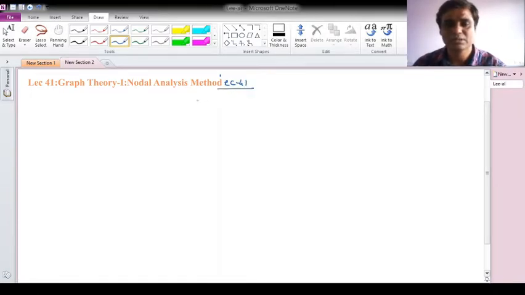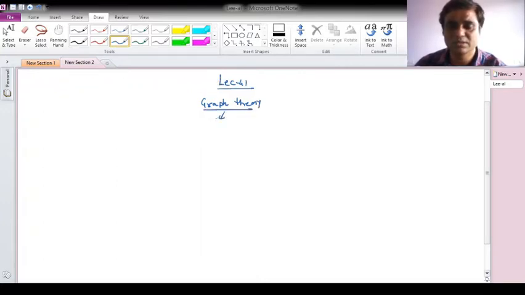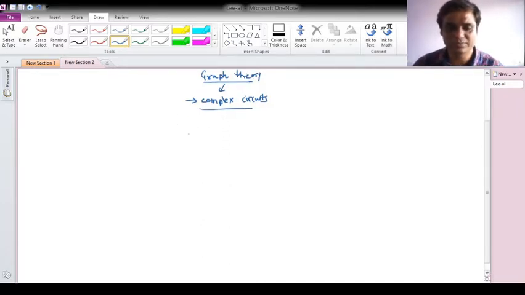So in this class we will see the use of graph theory in our circuit theory application. Basically, graph theory is a wide course, and here we will use graph theory in order to solve circuits. Generally, graph theory will be used to solve complex circuits. We'll now see the use of graph theory in solving the circuits.